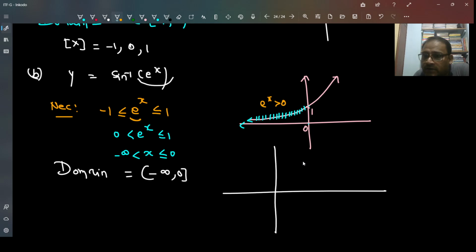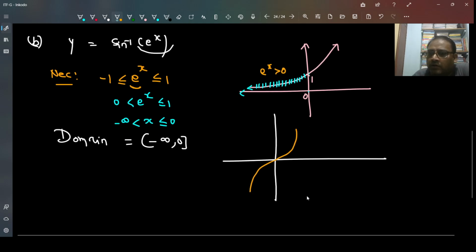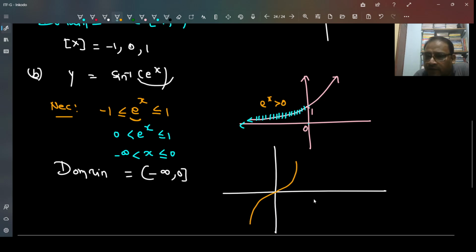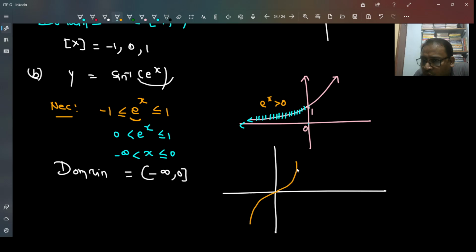What will happen to the sine inverse curve when you give any input which is 0, not 0, positive, and 1? You notice that at the point 1, the height of the curve is pi by 2. You can reach the point 1, so when you reach it, it will generate pi by 2. But you cannot reach the point 0, because your value will be e power x, and e power x is always greater than 0.